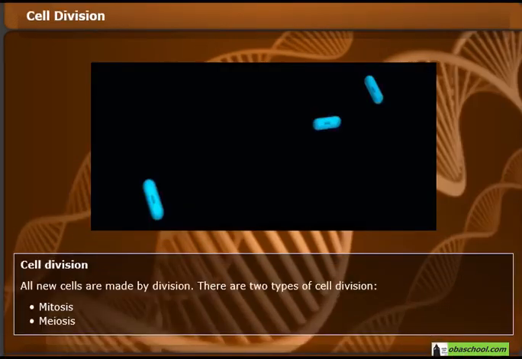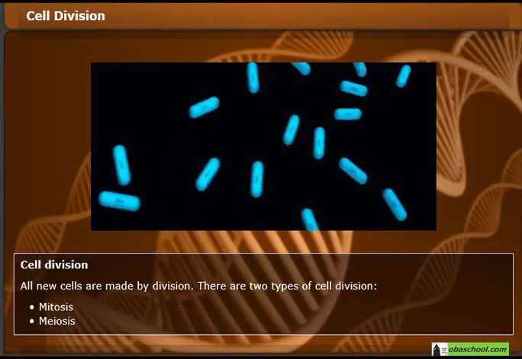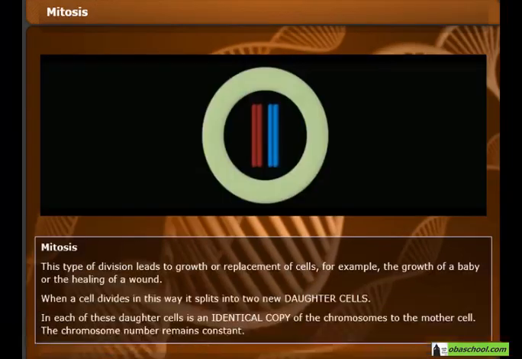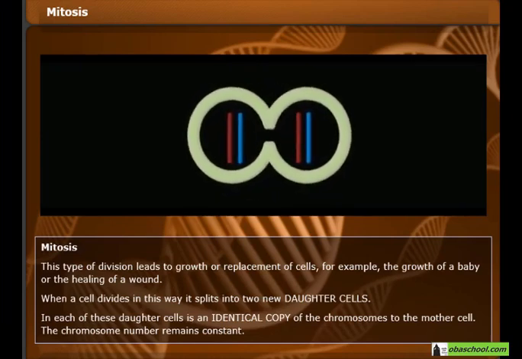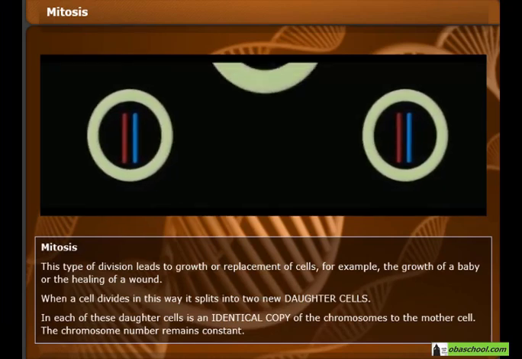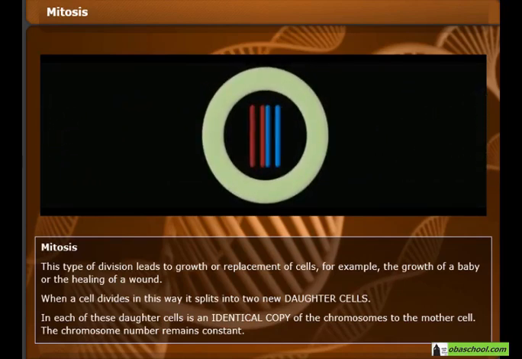Cell division. All new cells are made by division. There are two types of cell division: mitosis, meiosis. Mitosis. This type of division leads to growth or replacement of cells. For example, the growth of a baby or the healing of a wound.